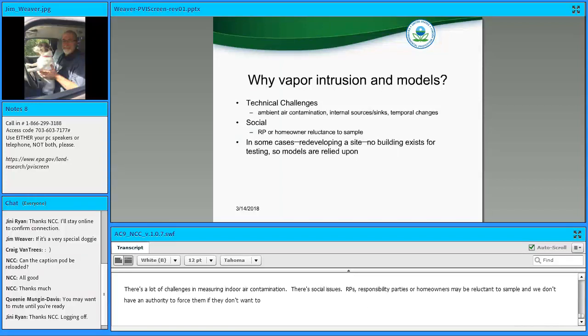And then in some cases, this is the brownfield situation. If you're redeveloping a site and a building has not yet been built, that is kind of a classic case for where we would want to use a model to project the potential impacts for something that has yet to come to pass.